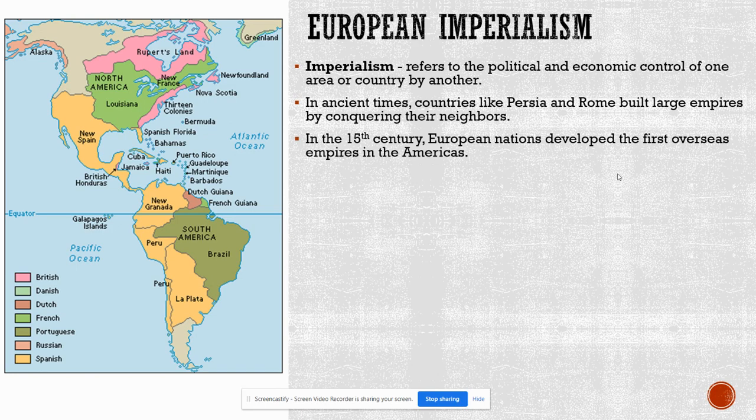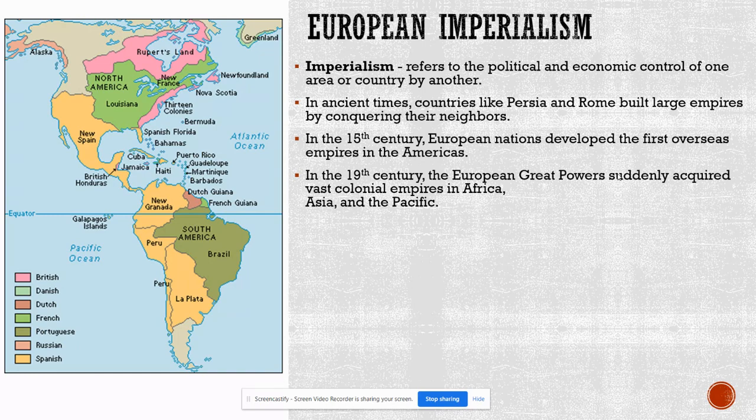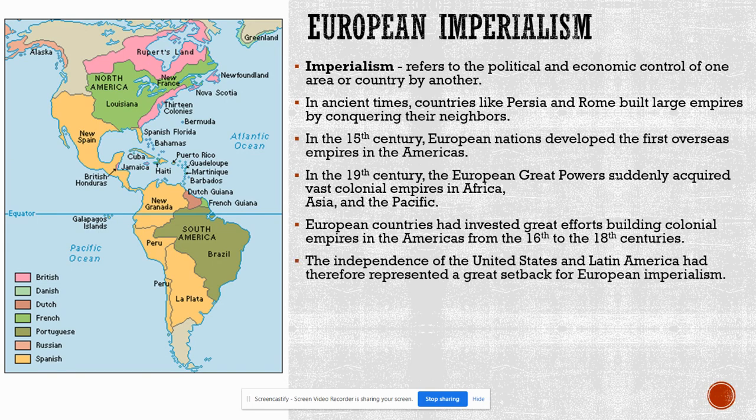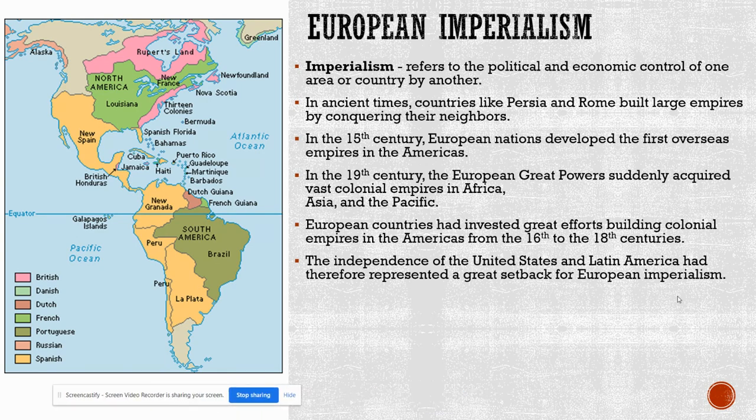In the 15th century, European nations developed the first overseas empires in the Americas. In the 19th century, the European great powers suddenly acquired vast colonial empires in Africa, Asia, and throughout the Pacific. European countries had invested great efforts building colonial empires in the Americas from the 16th to the 18th century. The independence of the United States and Latin America had therefore represented a huge setback to the European imperialists. So they had spent all this money on building up these different colonies, and then those two places broke away.